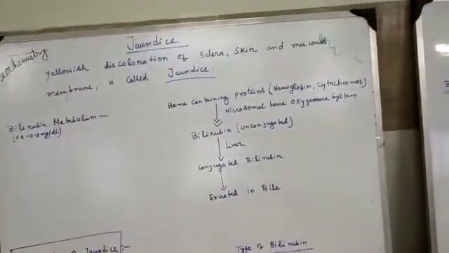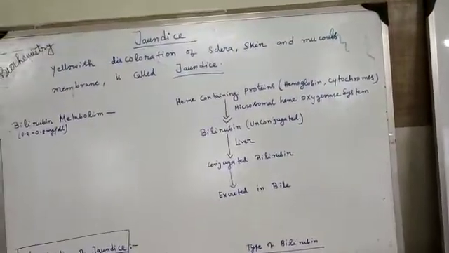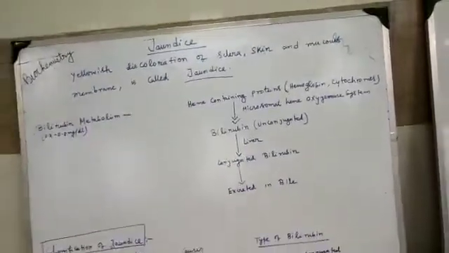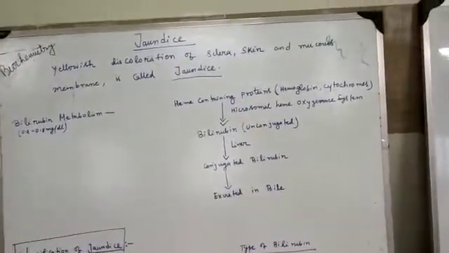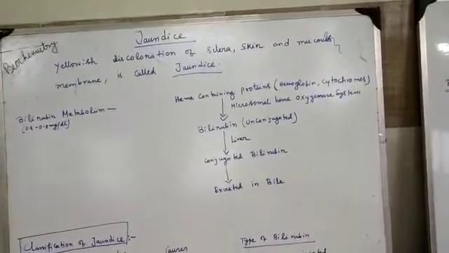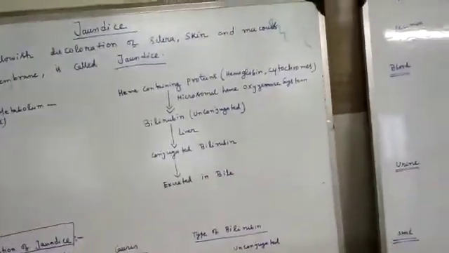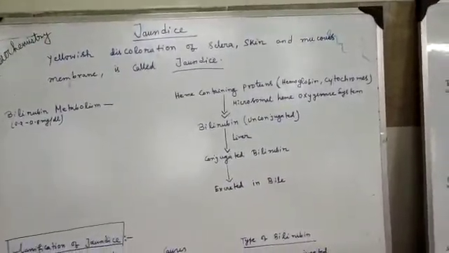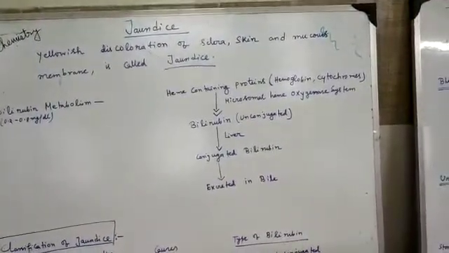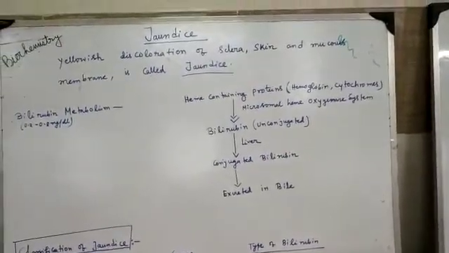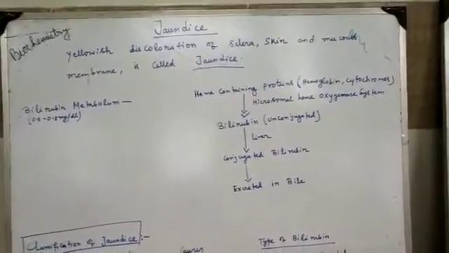Today we will discuss jaundice and its different clinical charts. So, what is jaundice? Yellowish discoloration of sclera, skin and mucous membrane is called jaundice. So, why does this yellowish discoloration occur? Due to high blood levels of bile pigment, which is called bilirubin, this yellowish discoloration occurs.